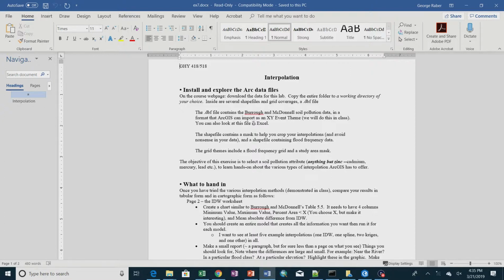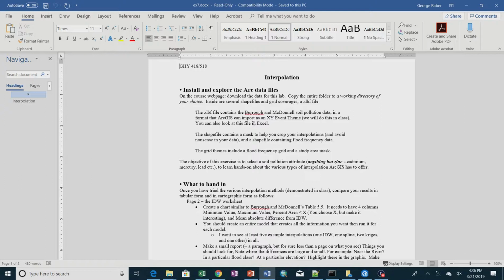Okay? So then we're going to mask it, just like we masked this data. We're going to mask our data to a certain area, and that way we'll avoid the nonsense, the stuff that's extrapolated. And then we're basically going to do a number of interpolations. So I'm going to walk you through using zinc. So you, as part of this lab, are going to use one of the other non-zinc variables. You can use cadmium, mercury, lead, and what you're going to do is do this.